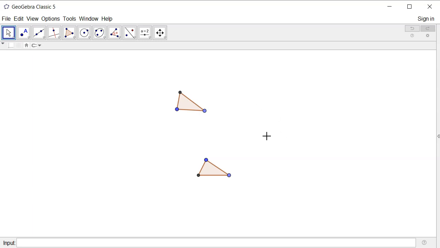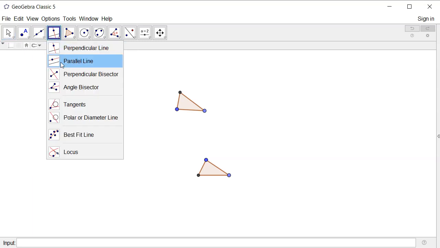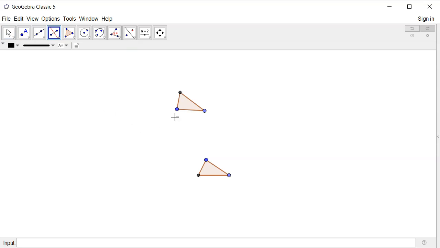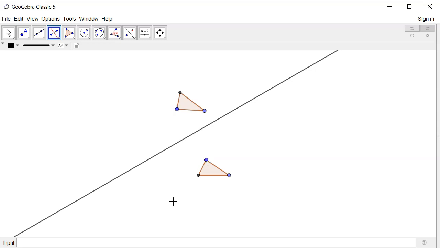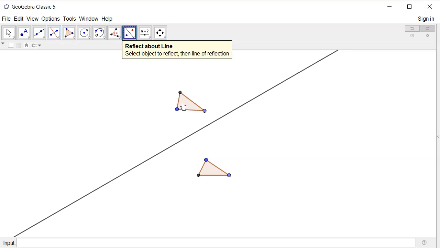All right, so first thing I would do is probably this. Here, I know that this vertex is going to correspond to that one. So I'm going to draw a perpendicular bisector between this point and that point, right? I'm going to use that to reflect it over here. So this is a reflection. I'm going to reflect this triangle over to that.